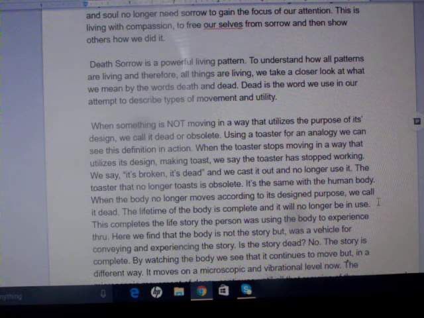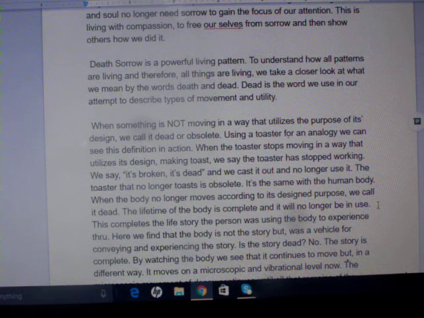When something is not moving in a way that utilizes the purpose of its design, we call it dead or obsolete. Using a toaster for an analogy, we can see this definition in action. When the toaster stops moving in a way that utilizes its design, making toast, we say the toaster has stopped working. We say it's broken, it's dead, and we cast it out and no longer use it. The toaster that no longer toasts is obsolete.